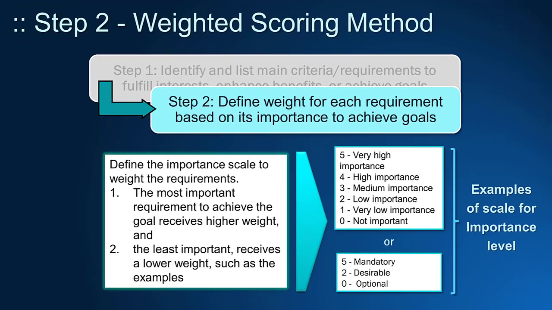In step 2, it is time to determine the requirement's importance. Here you have 2 examples of scale. You can use a scale of high to low importance, in which you give numerical values, 5 to high importance and 1 to low importance. Another weighted scale can evaluate if the requirement is mandatory, desirable, or optional. You may give scale 5 to mandatory requirements, 3 for desirables, and 1 for the optionals.